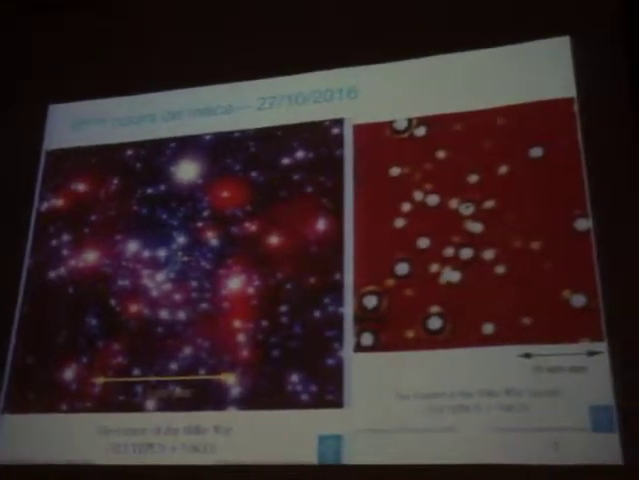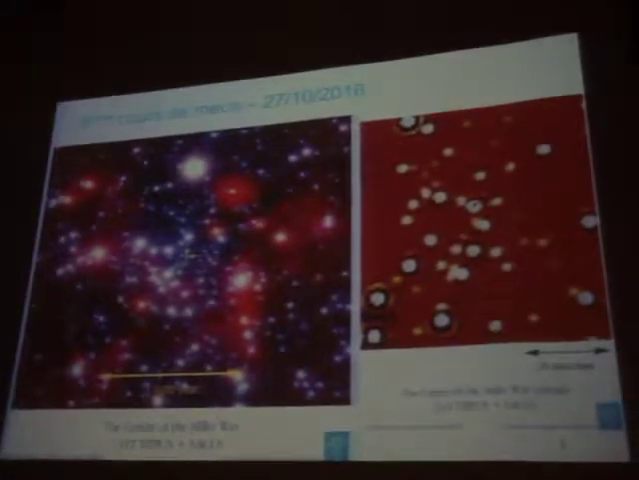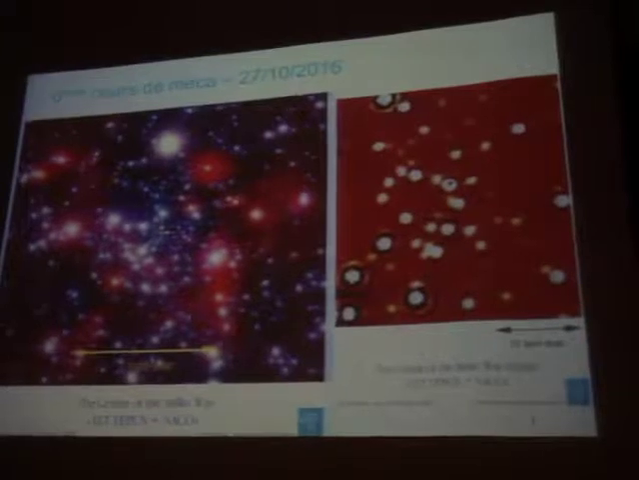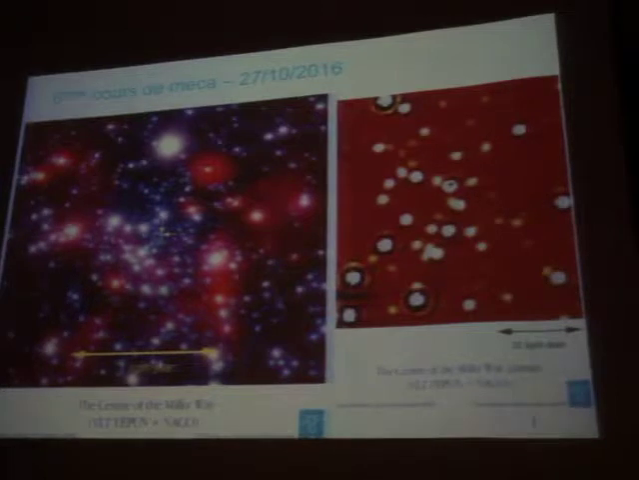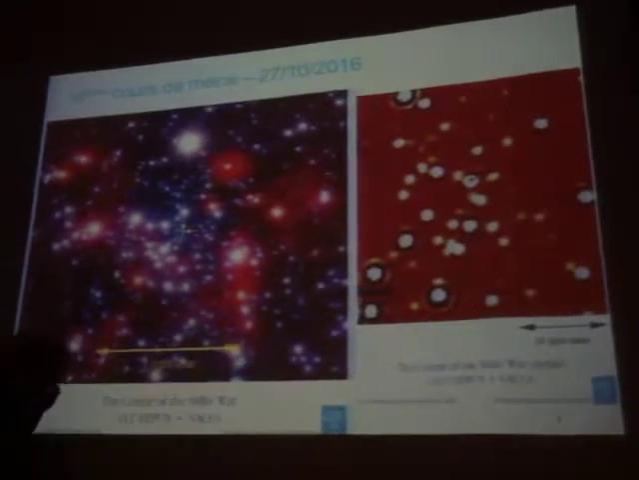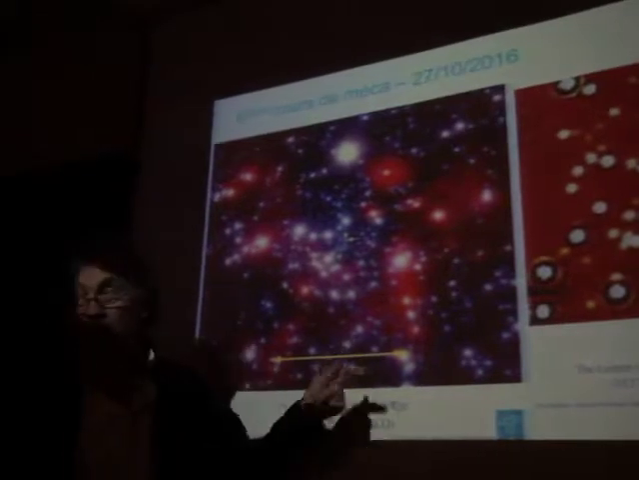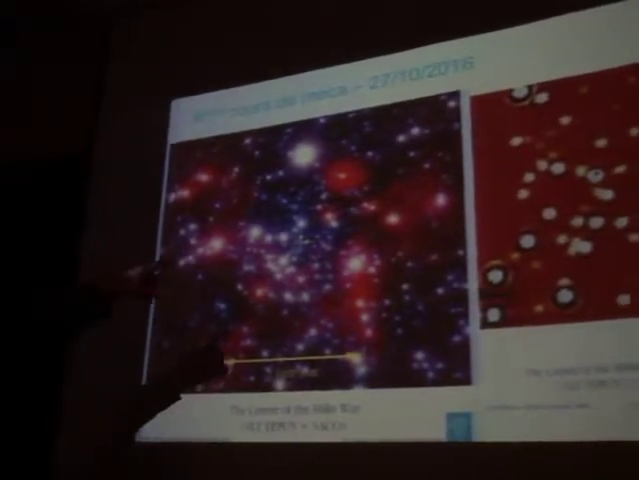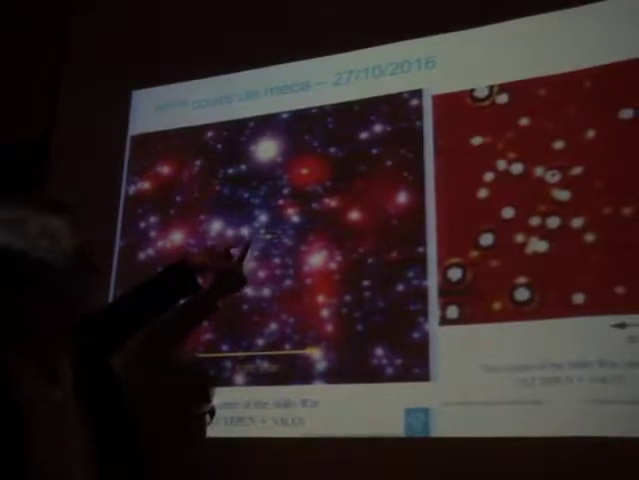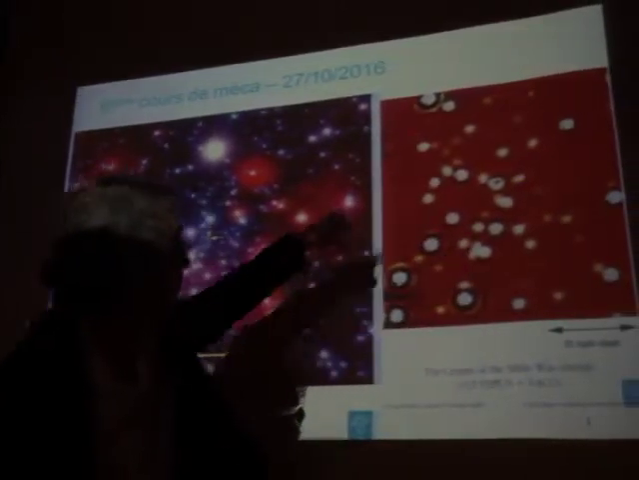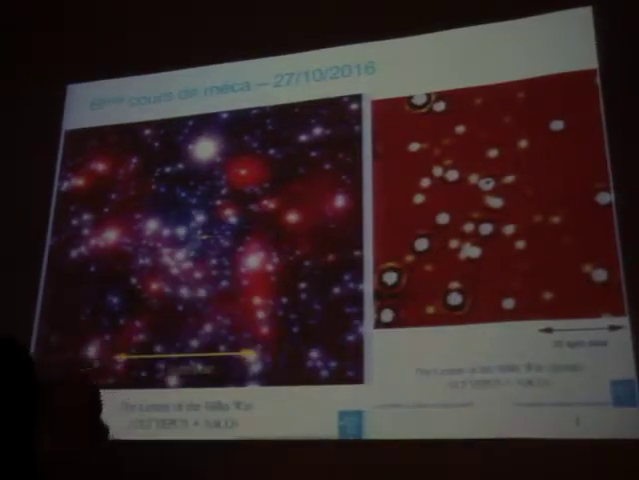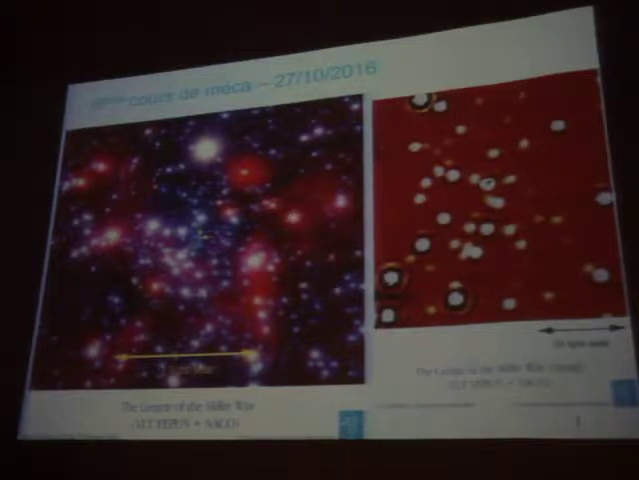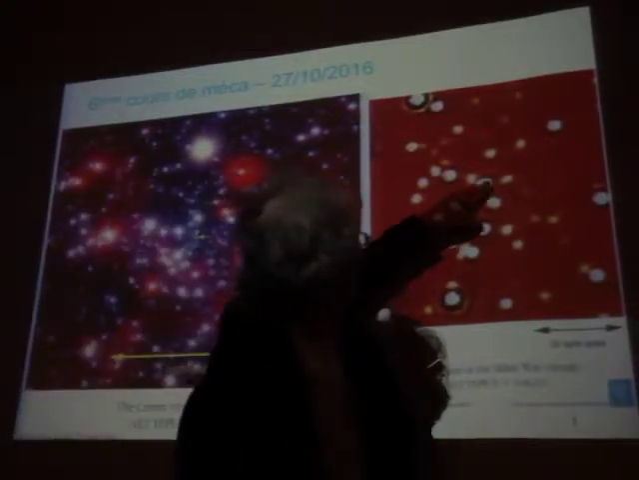Just as an introduction, what you see here is a view of the center of our galaxy, which contains maybe 200 billion stars. This is right in the center. And this is the distance traveled by light during one year, one light year. Now, if you zoom in, where the galactic center is about here, this is what you see. This represents 20 light days, the distance traveled by light during 20 days. And the galactic center is about here.